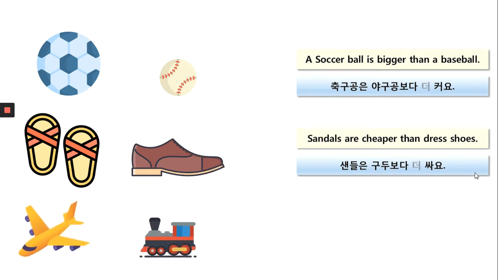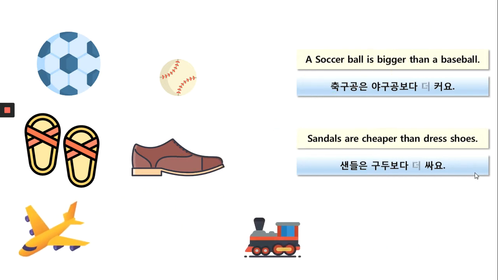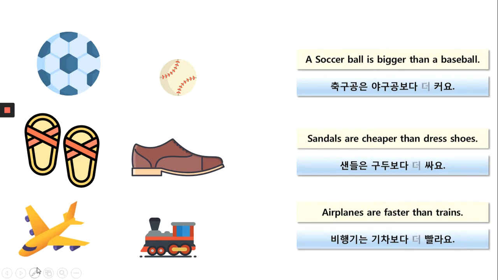Airplane and train. Airplanes are faster than trains. 비행기. 비행기는 기차보다 더, more faster, 더 빨라요. 비행기는 기차보다 더 빨라요.